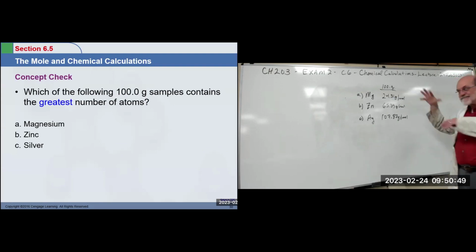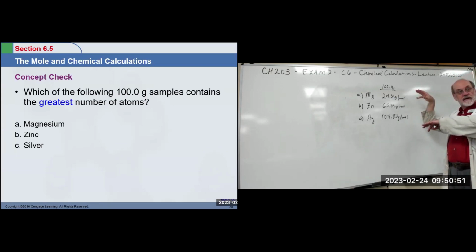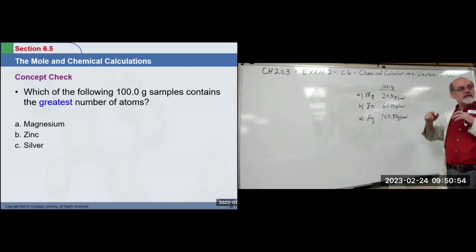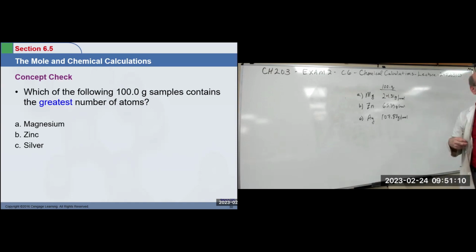So if you have the same mass of each one, which one would take the most atoms to make up that 100 grams? The one with the lightest atom, wouldn't it? If your atoms are lighter, it takes more of them to make up 100 grams. So magnesium would be the one with the most atoms in that 100 gram sample.